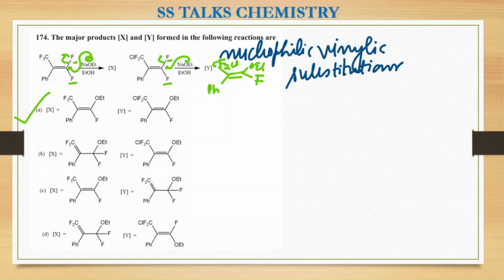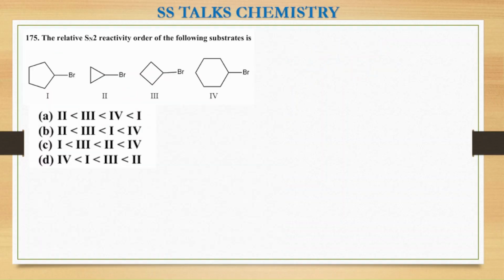Okay, now moving on to the next one. We have to find the relative SN2 reactivity order of the following substrates. You can see these species have been given for SN2, meaning the nucleophile is coming and the attack takes place over here, and the Br group at the same time is leaving from the middle.